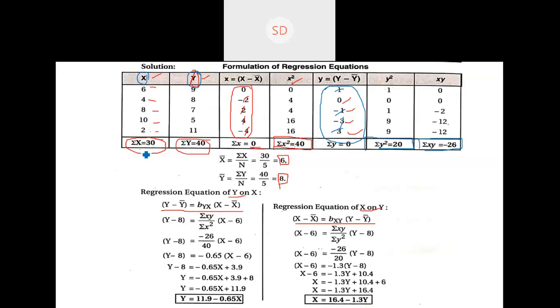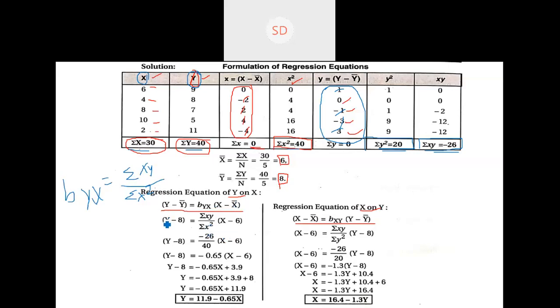Now since we know all of the values here, that is sigma x, sigma y, sigma x square, sigma y square, and sigma xy, let us put the values into the regression equations. First we will take the regression equation y on x. Y on x is the equation which goes y minus y bar is equal to byx into x minus x bar, and we clearly know that the formula for byx is equal to summation xy by summation x square.